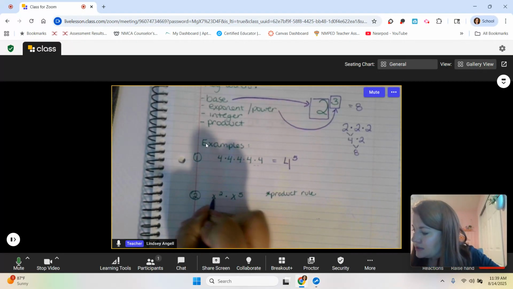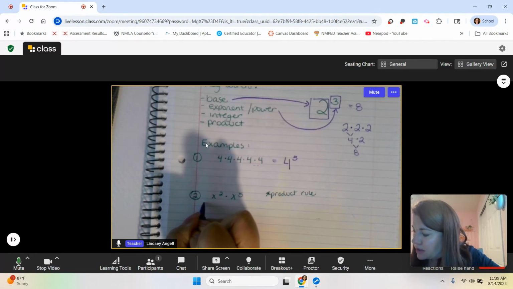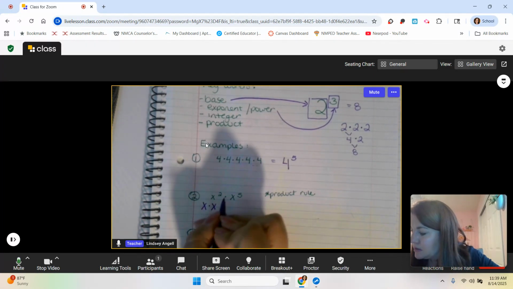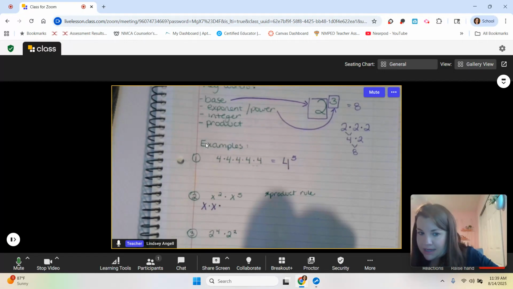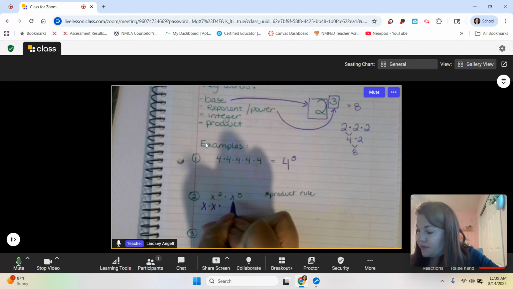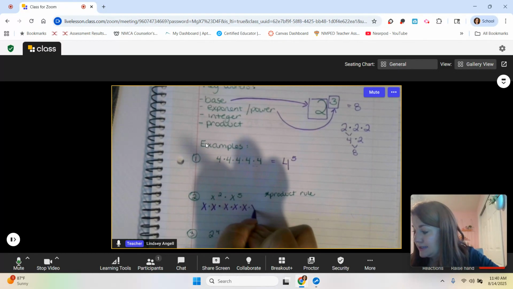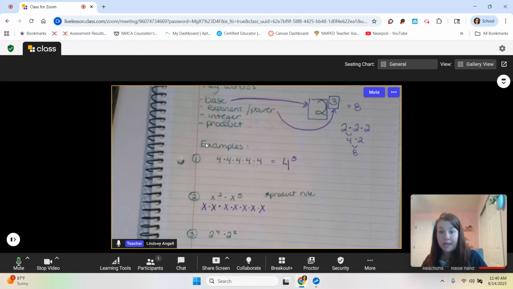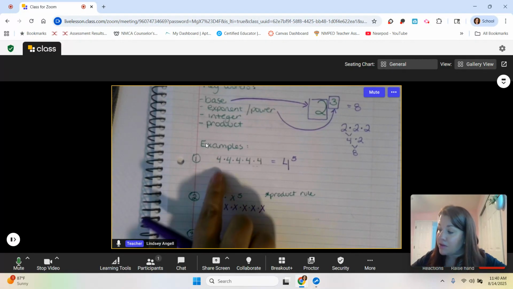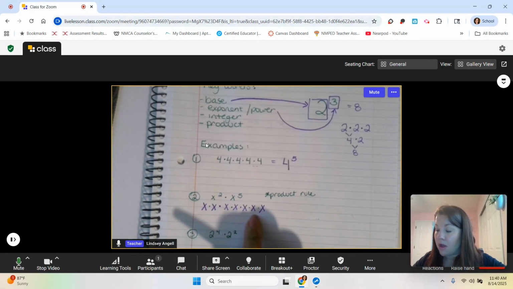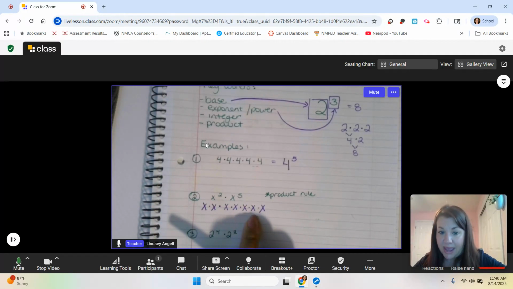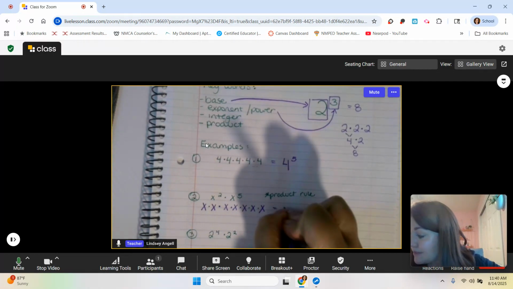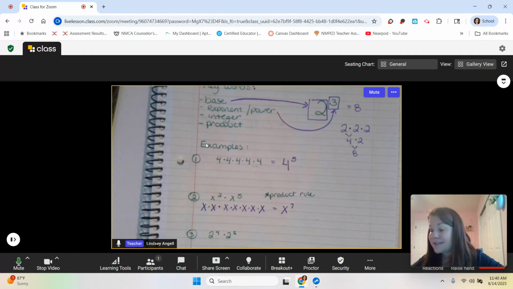But what I could say here is, well, I know that x squared is the same thing as x times x. And then I'm multiplying that by x to the 5th power. That means I need to multiply 5 x's together. Let me make sure. 1, 2, 3, 4, 5. Good. Now it's in expanded form. But I could simplify it because now it's in this same setup. They just happen to all be x's. How many x's do I have all together? 7. So this is the same thing as x to the 7th.